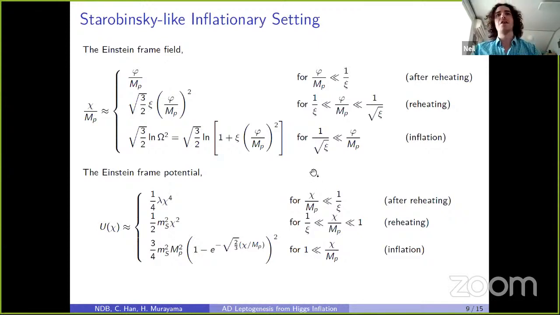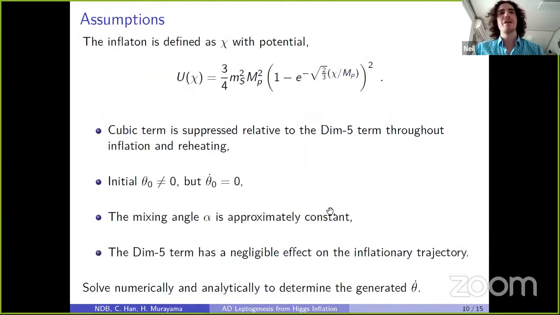Okay, so upon converting from the Jordan frame to the Einstein frame, we get our Starobinsky-like potential. We can convert between our Einstein frame field and Jordan frame field in the following ways. This is just the basic mechanics behind the setup we have here. So what we're going to have is this inflationary epoch denoted by this potential here. We're going to make various assumptions throughout.